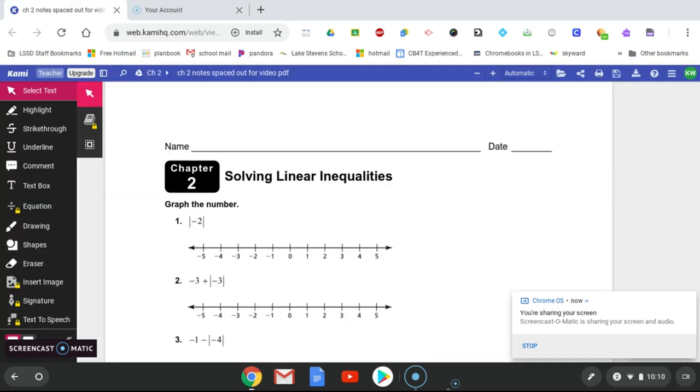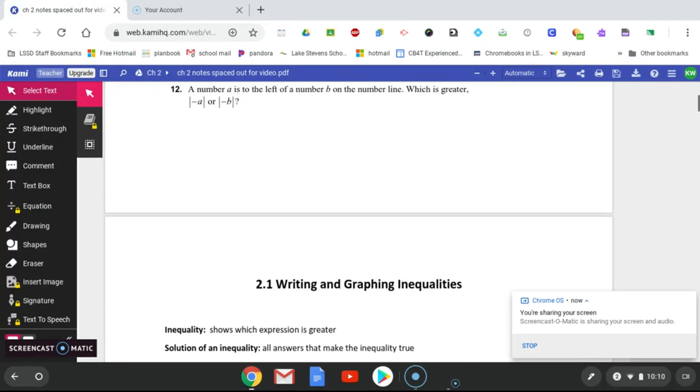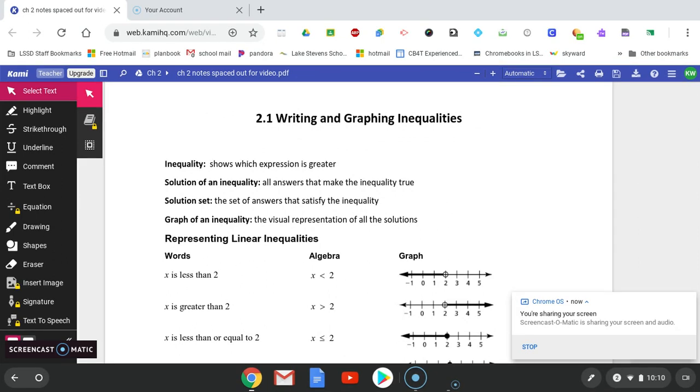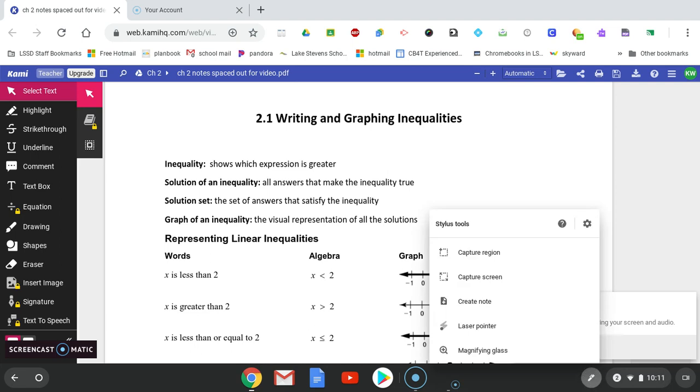Okay, so we are starting chapter 2. 2.1 is writing and graphing inequalities. So now we're switching from equations to inequalities. Our equations where we had something equal to something. Inequalities are going to be where you have one side that's greater than the other side, less than the other side, greater than or equal to, less than or equal to. So an inequality is going to show which expression is greater.